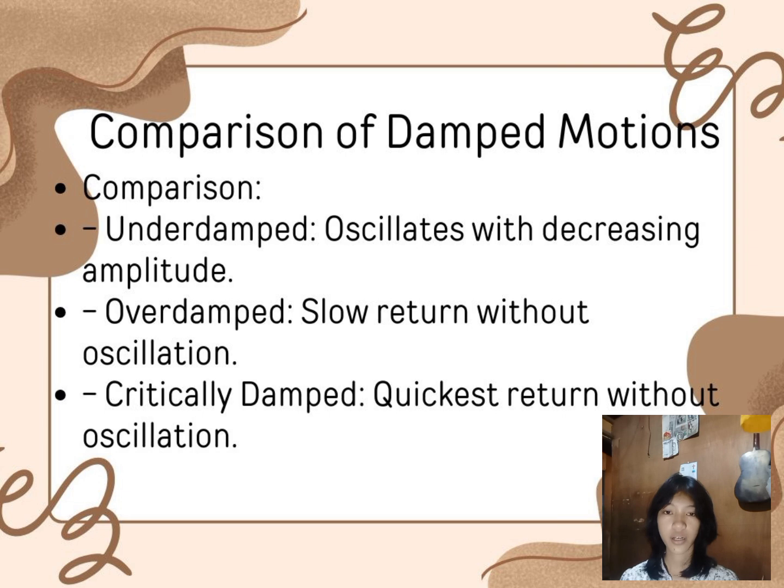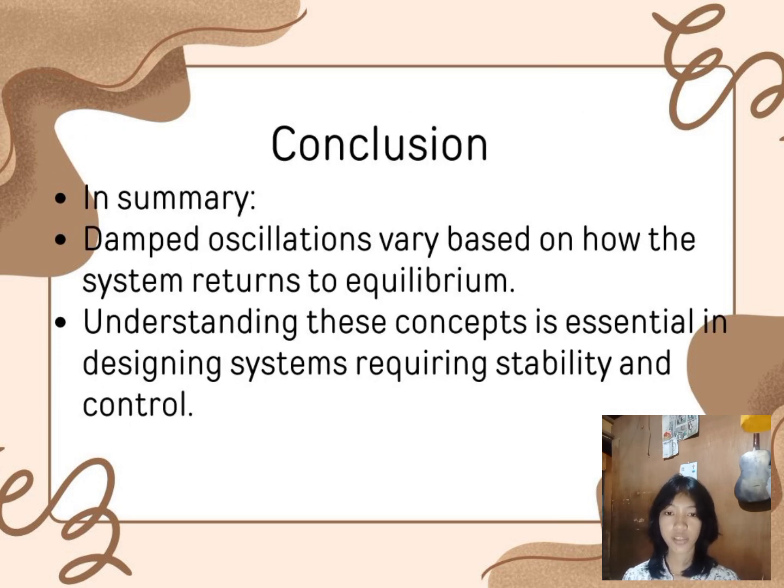Here we have the comparison of damped motion. When we say underdamped motion, you just need to remember that underdamped oscillates with decreasing amplitude, overdamped is a slow return without oscillation, and critically damped is the quickest return without oscillation. In summary, damped oscillations vary based on how the system returns to equilibrium. Understanding this concept is essential in designing systems requiring stability and control.